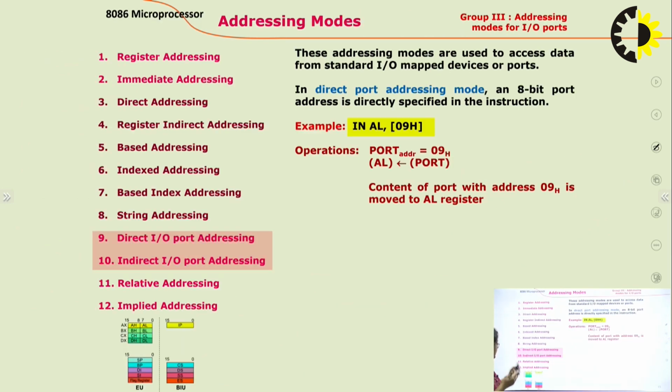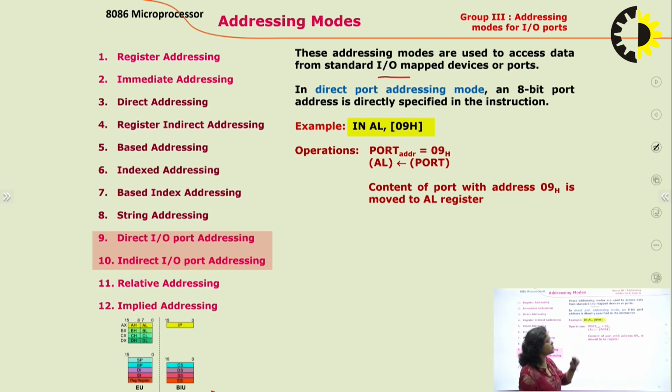Now, moving toward direct and indirect IO ports. In all the previous addressing modes, we have accessed memory, whereas in direct and indirect addressing modes, these are used to access data from IO port. There are two types in which we access IO ports. One is memory mapped IO and other is IO mapped IO. In case of memory mapped IO, all the memory addressing modes are applicable for IO port. So, there is no need of any extra mode. Whereas, in case of IO mapped IO, we require two different types of addressing modes.